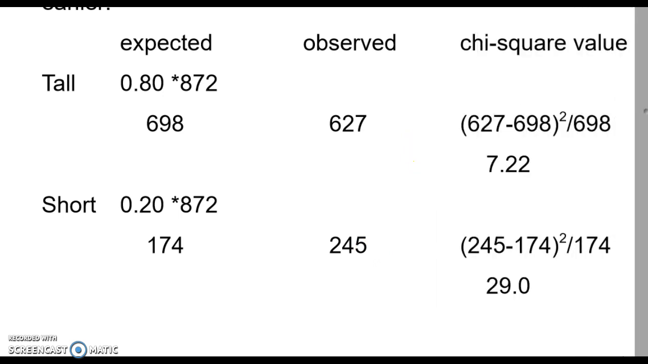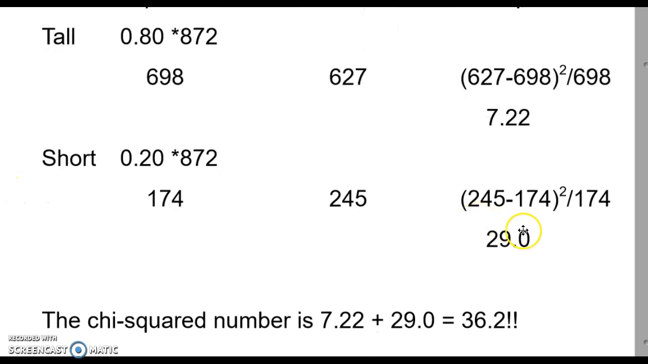Each of these contributes to a chi-square number, right? The difference here is the observed minus the expected, which gets squared and divided by the expected value of 698. So the tall plants contribute a value of 7.22. Short plants, we do a similar calculation, divide by 174, and get a number like 29. And if your spidey sense is tingling, that's a pretty big number. I think we're going to find that this is a gene pool that is in transition. Our overall chi-squared number, however, is the sum of these two things. So we have a chi-squared number of 36.2.